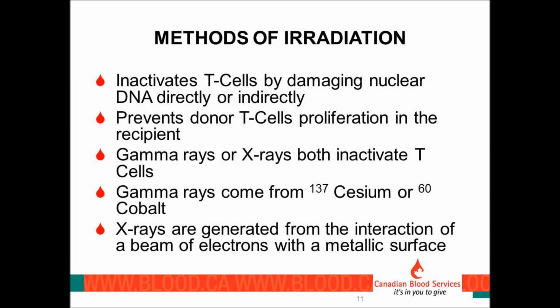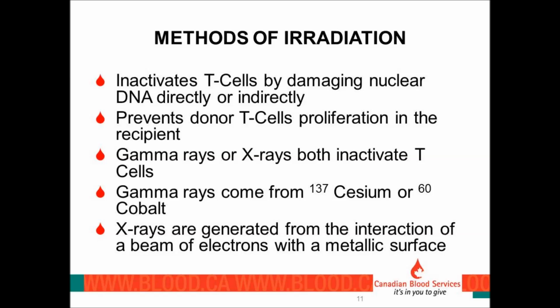So, methods of irradiation, this is how we do it. We inactivate the T cells by damaging the nuclear DNA directly or indirectly. This prevents the donor T cells from proliferating in the recipient. You can do it with gamma rays or X-rays. Either one will work. We use gamma rays that can come from either 137 cesium or 60 cobalt.